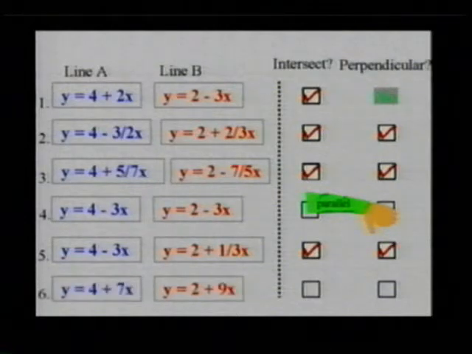Okay? And last but not least, this is a very easy one. These ones have completely different slopes, 7 and 9. So they intersect, but they're not perpendicular. Okay? Well, that's enough for today, I bet you. Let's review if we can.